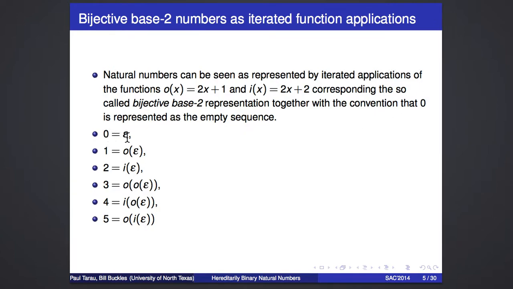0 would be just no application at all. 1 would be an application of an O on this 0. 2 would be an application of an I, then double applications of O, and so on. So if we look at O and I as binary digits, we see that all combinations are valid, so the complete language of {0,1}* is actually used to represent numbers, including the empty sequence epsilon.